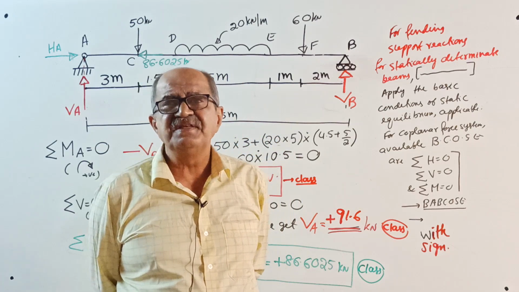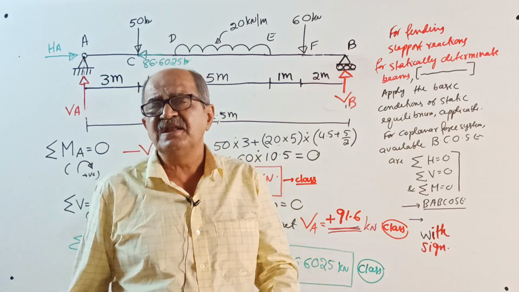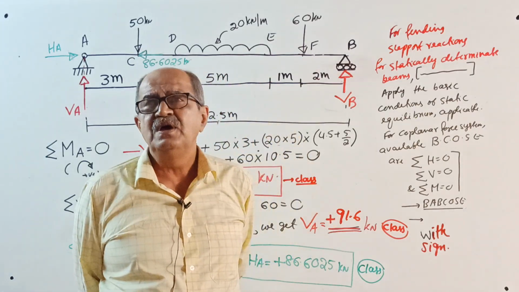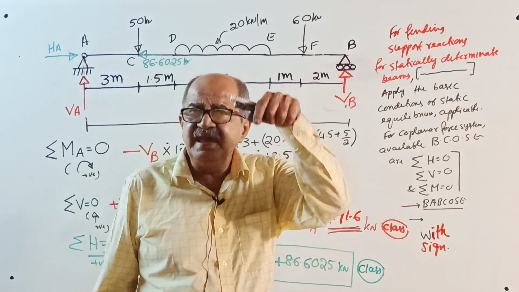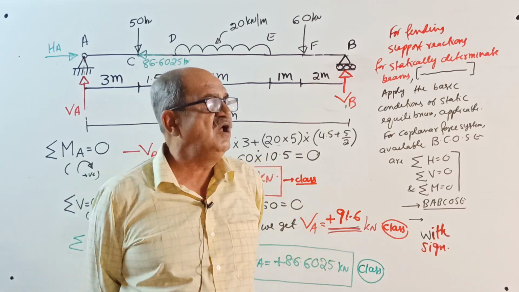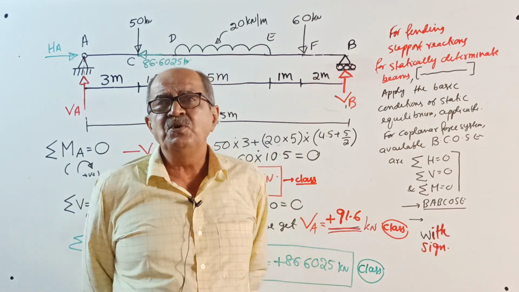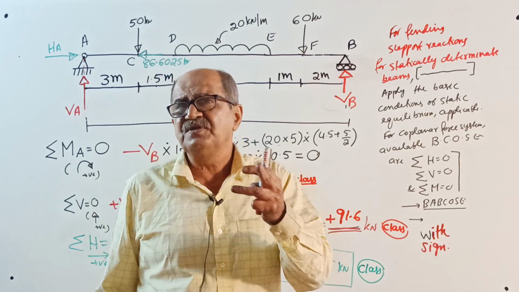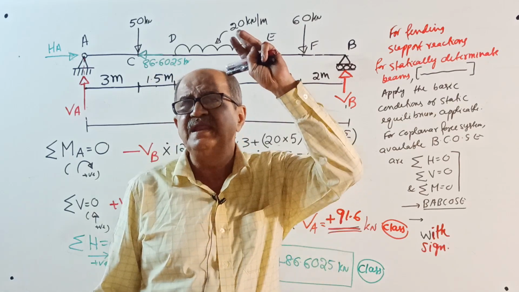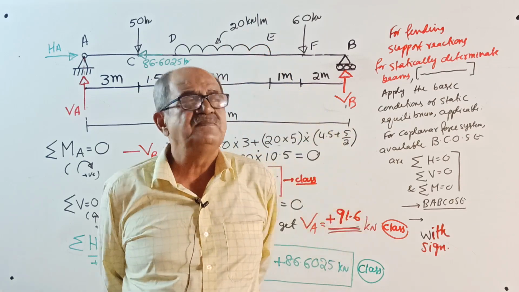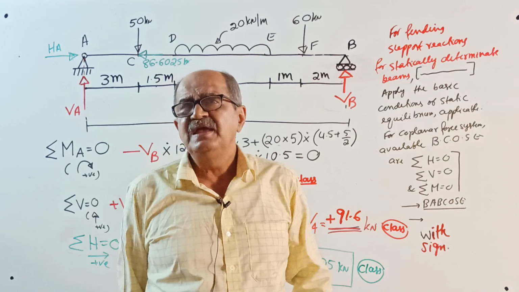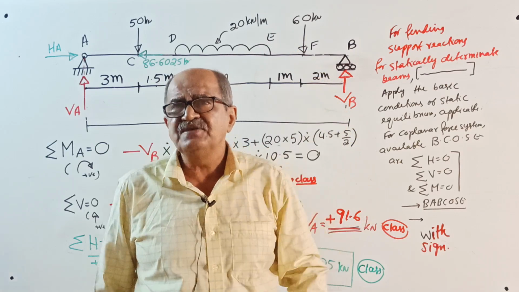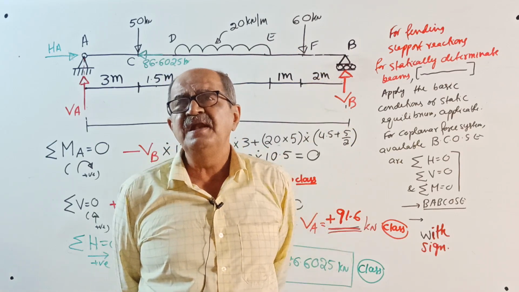A positive sign indicates that the direction of reaction you assumed in the beginning is correct. Therefore, the reaction is in the same direction as you assumed earlier. Suppose you get a negative sign for the reaction. It means the direction assumed for the reaction in the beginning, when it was unknown, is wrong. So the actual reaction will be in a direction opposite to the assumed direction. But remember, then it is without sign.